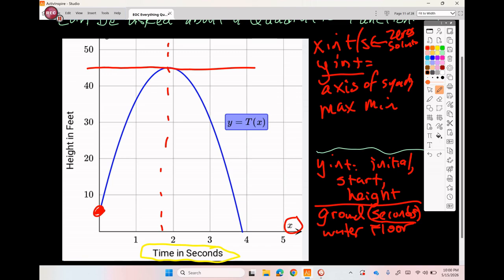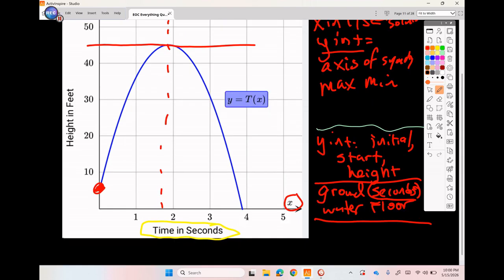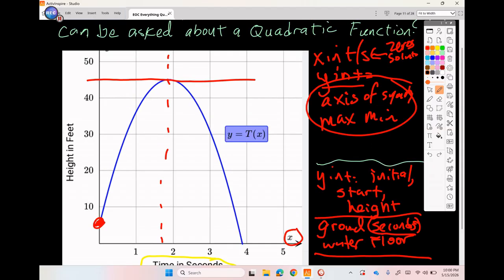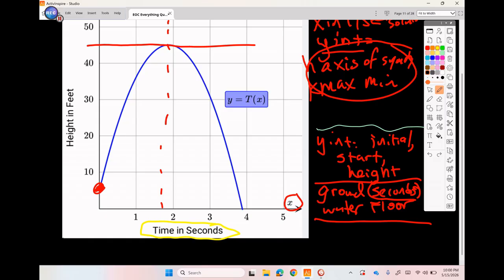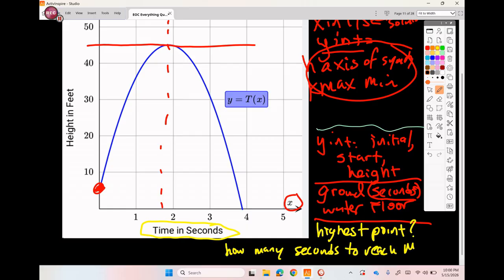Same concept. All right. So now let's look here at vertex questions, because really, there's only three things: x-intercept, y-intercept, and vertex. But vertex is broken up into h and k, which provide different information. So they could ask you for these two things. They could say highest point, period, or they can say how many seconds to reach the highest point. Both those are two different questions, right?